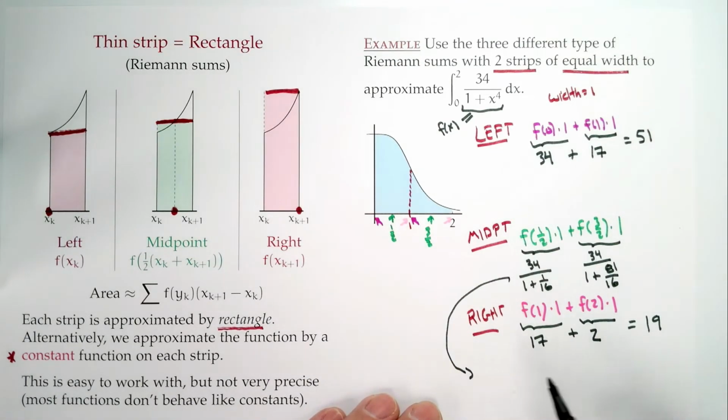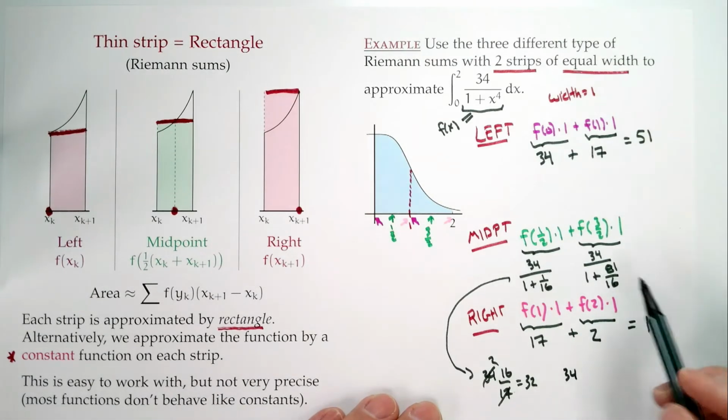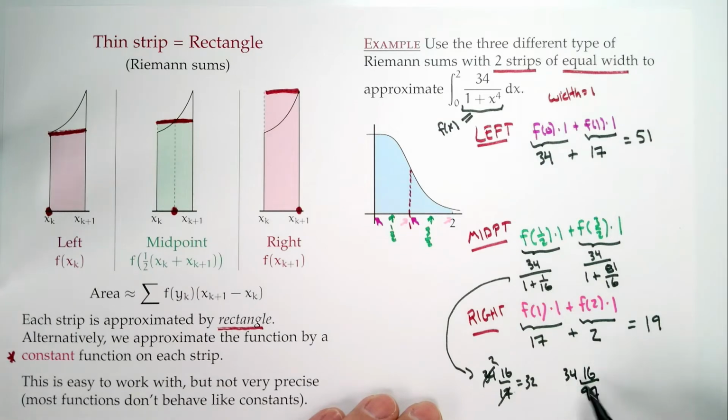34 over 1 plus 1 over 16, which is the same as 34 over 17 sixteenths, but I can flip it over, 16 seventeenths, and then you can take that, and lo and behold, you get 32. All right, well, that's not so bad. But let's try this one. This would be 34, and downstairs you'd get 16 plus 81, which is 97, over 16. And if you flip it over, you'll get 16 over 97. And now these don't cancel. Ugh. All right. Well, now you see something.